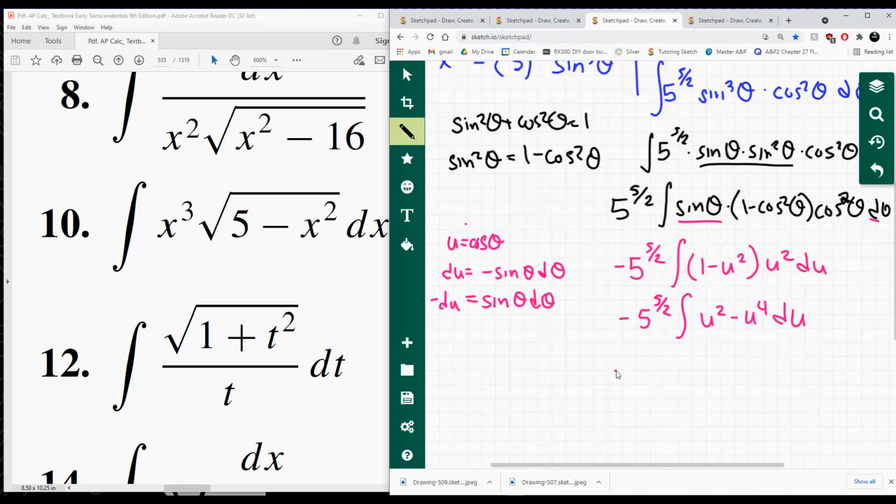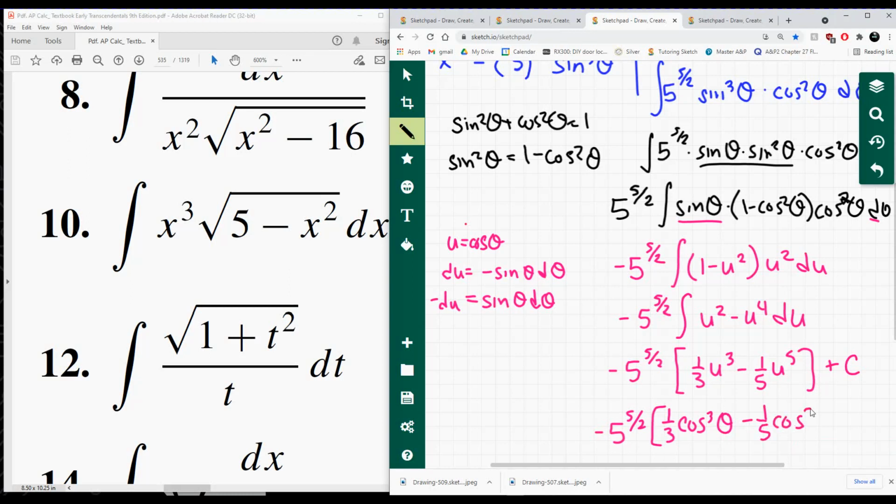And so that gives me the following. We have negative 5 to the 5/2, inside the brackets, 1/3 u cubed minus 1/5 u to the 5th power plus c. The u was equal to cosine, so when I put those in, I get negative 5 to the 5/2 power, 1/3 cosine cubed theta minus 1/5 cosine to the 5th power theta plus c.